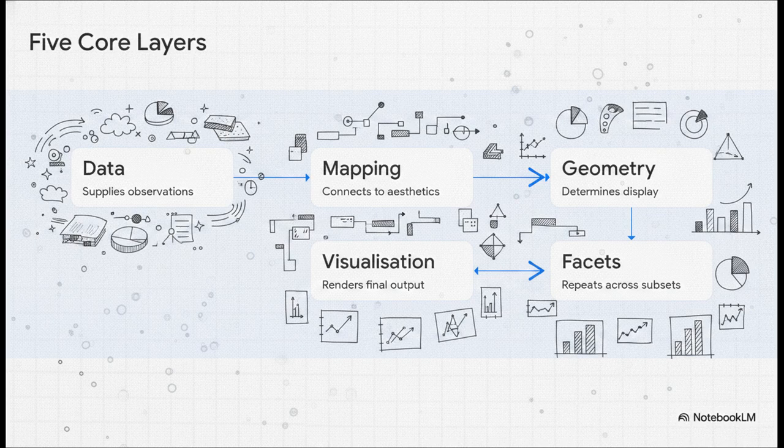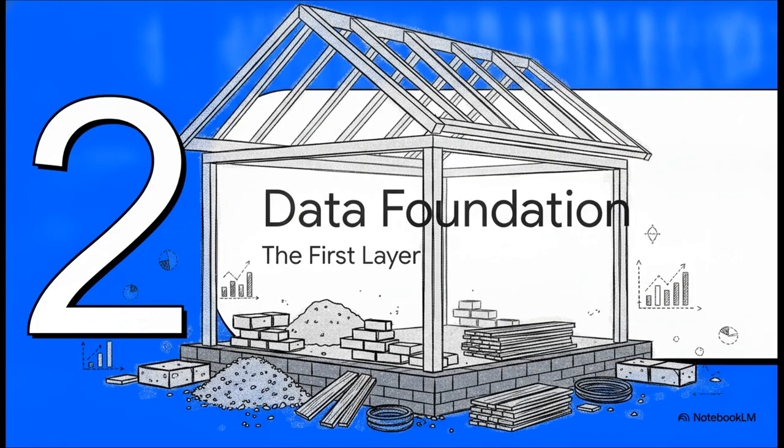You always start with 1, data. Then you move into 2, mapping. Next, you define your third layer, geometry. You optionally slice it all up with 4, facets. And finally, you render the whole thing with 5, visualization. We're going to walk through these sequentially right now so you can see exactly how this constructive process happens in real time. Moving on to section 2, step 1, data foundation.